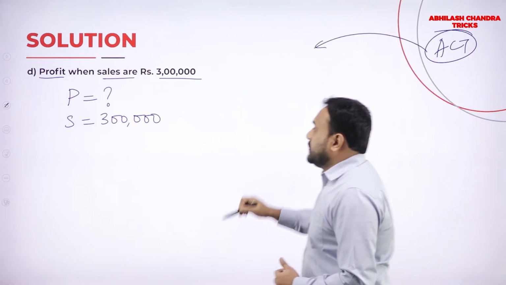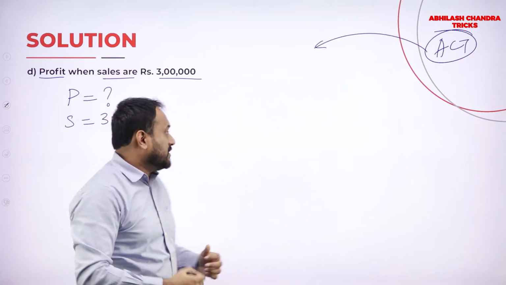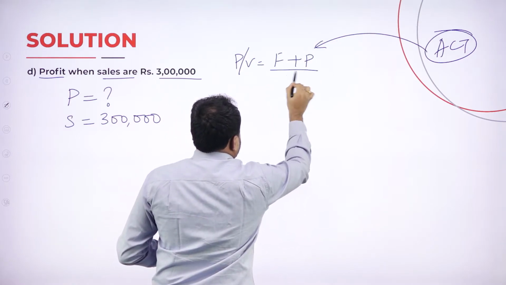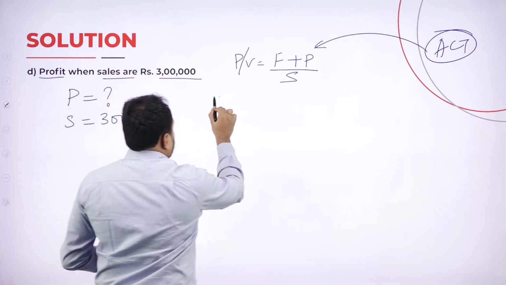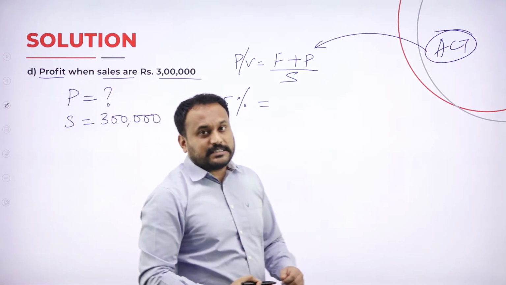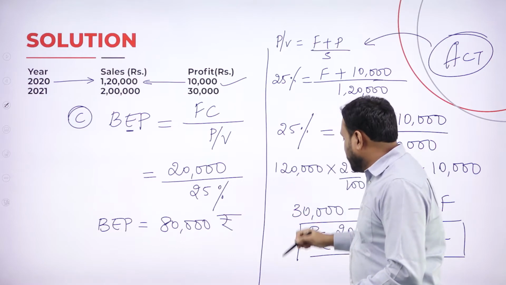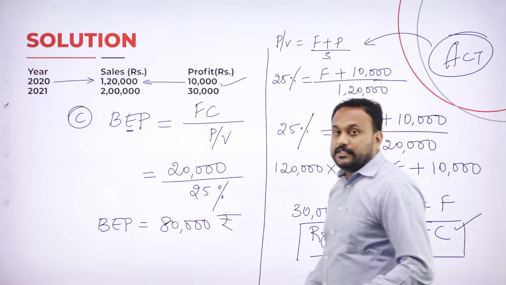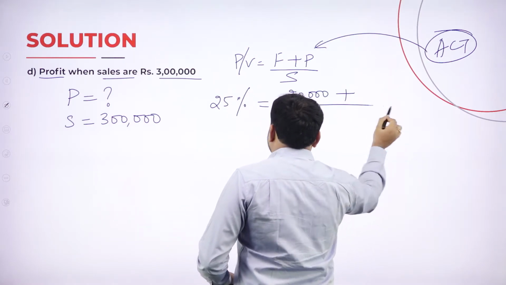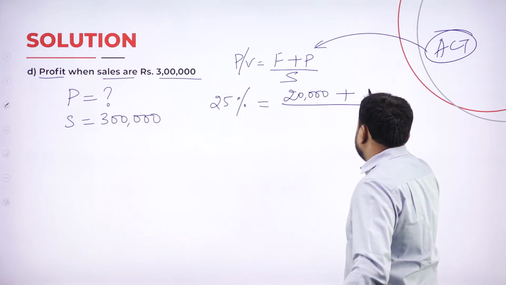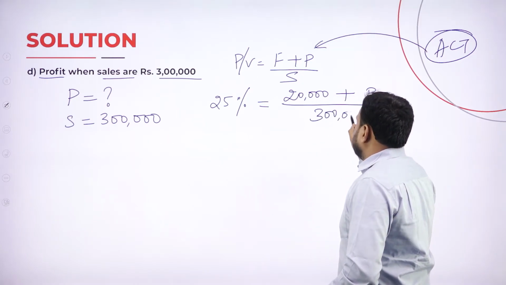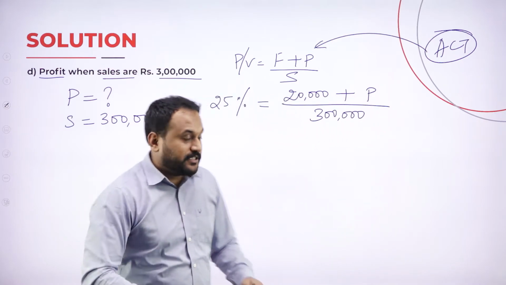I told you what exactly it is. You need to have this as a routine, that is PV is equal to F plus P divided by S. Now PV is how much? 25%. It will not change. Fixed cost, we have calculated fixed cost, isn't it? Now fixed cost is 20,000. So we'll go with 20,000 plus. Now profit I need to find, so I'll keep P here. Sales is 3 lakh rupees. Now I'll go with cross multiplication. Go with the step marks.